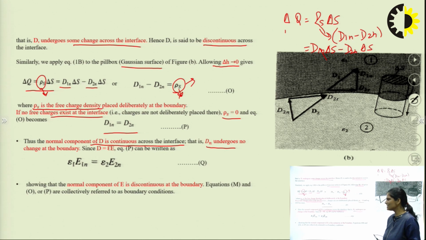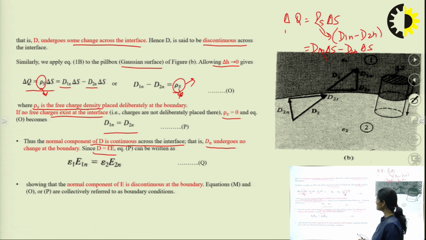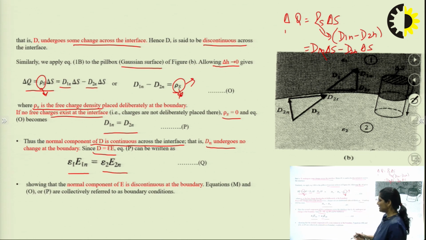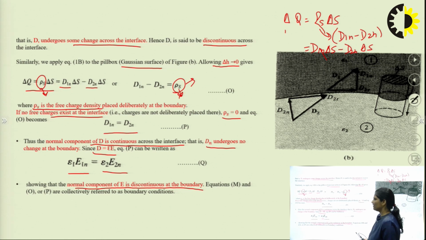If no change at the boundary, since D is equal to epsilon E, in the previous equation, D is equal to epsilon E. If you are comparing D1 and D2, then you can write epsilon 1 E1n is equal to epsilon 2 E2n. It means what? It means the normal component of E is discontinuous at the boundary.